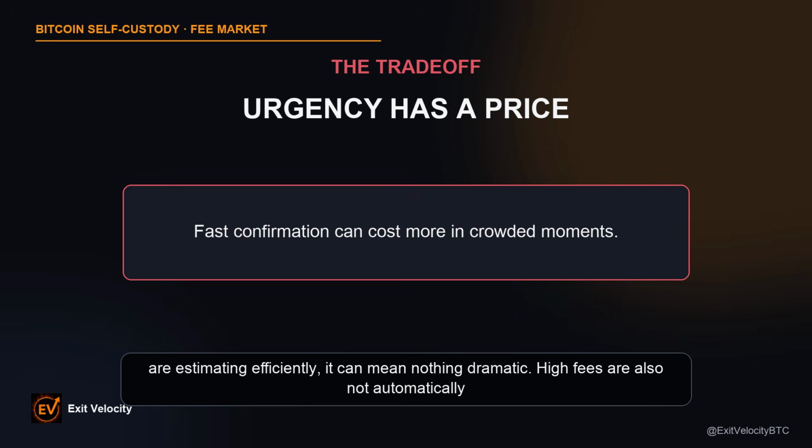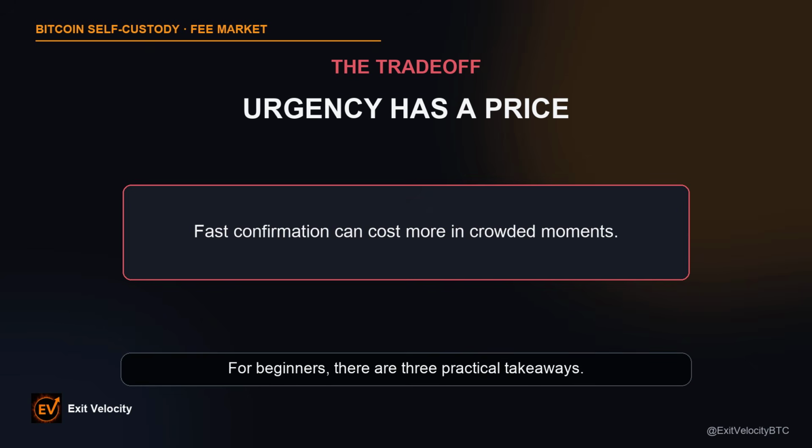Bitcoin is not an account balance moving inside a company database. It is a public settlement system where coins are consumed as inputs and created as outputs. The transaction has physical shape in data terms, and shape matters. This is also why cheap fees are not always a sign that everything is perfect. Low fees can mean block space demand is low. It can mean users are waiting patiently. It can mean activity moved elsewhere. It can mean wallets are estimating efficiently. It can mean nothing dramatic.